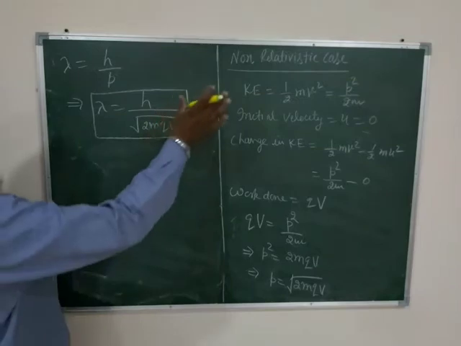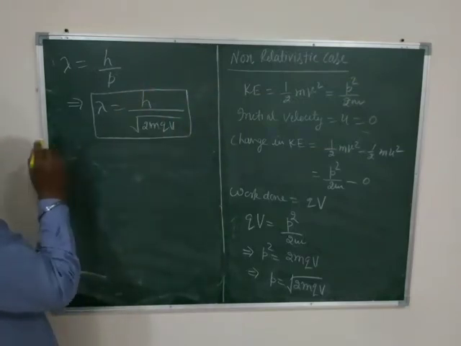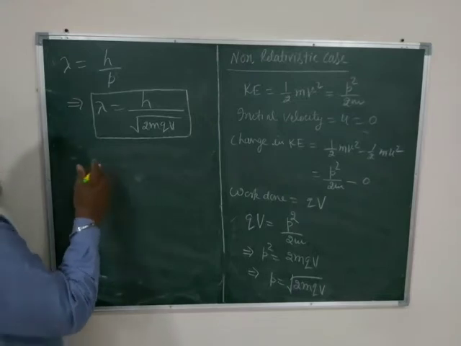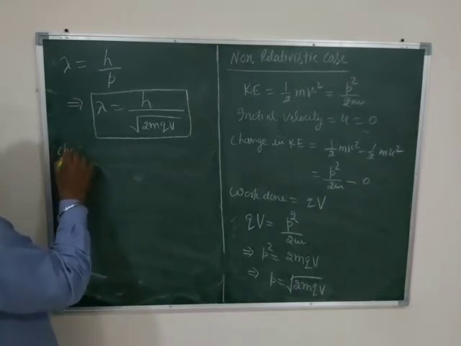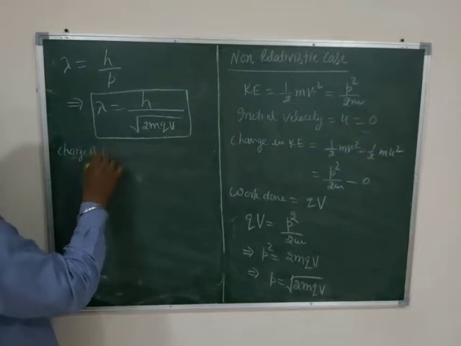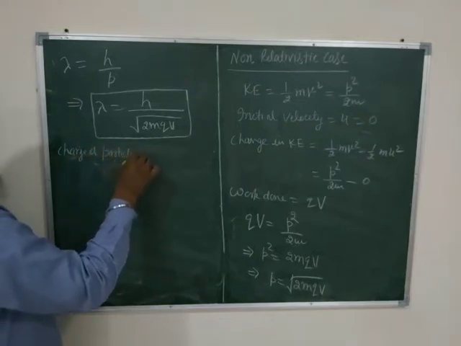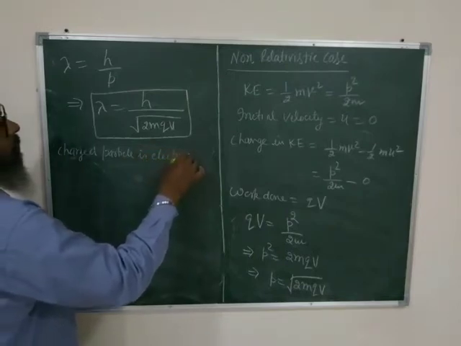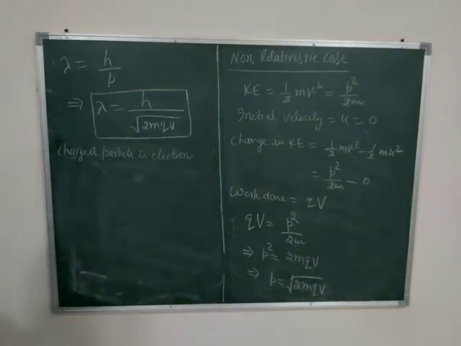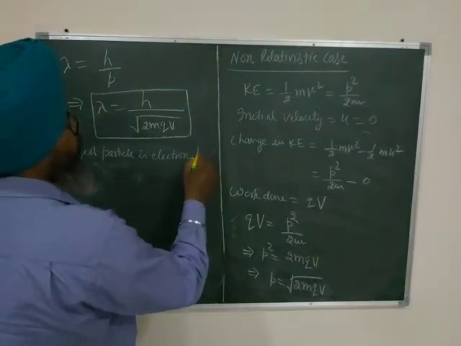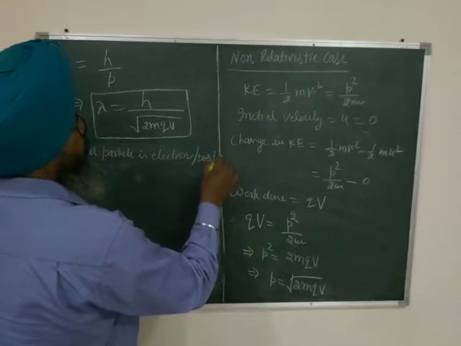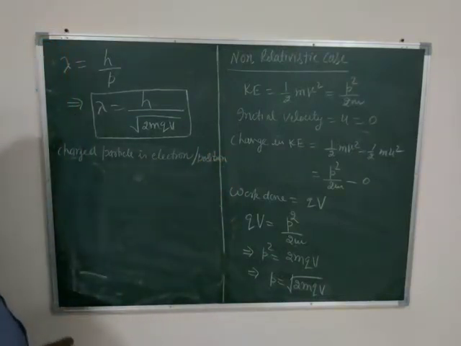Now in this non-relativistic case, we can have a special formula for electrons only. Let us say the charged particle is electron. If the charged particle is electron, or equivalently it could be positron also, because both of these particles have equal mass and the same charge. However, the sign of the charge will be different. One has positive charge, the other has negative charge. The positron is positively charged and the electron is negatively charged.